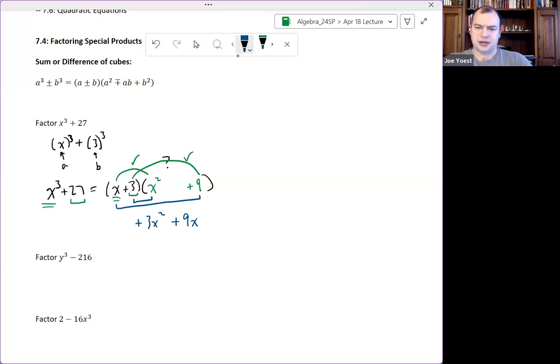So that is extra stuff that is not in the original expression. But if I just left this as it is here, I would have this on the right side. So I don't have it on the left. I would have it on the right. I have to do something to the right side to correct for this.